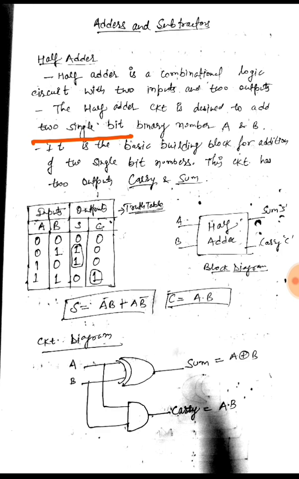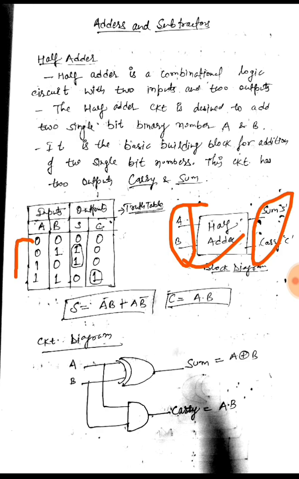This circuit has two outputs, carry and sum. So sum would generate the sum of two bits, and if there is a carry generated from the summation of two bits, it would be given as carry out. So this is the block diagram of a half adder having two inputs A and B and two outputs sum and carry. For A and B, there are four combinations possible: 0 0, 0 1, 1 0, 1 1.